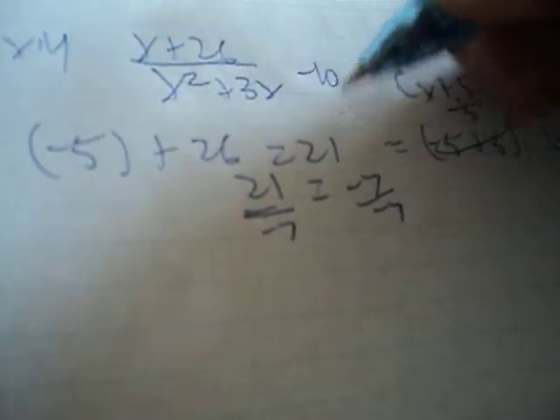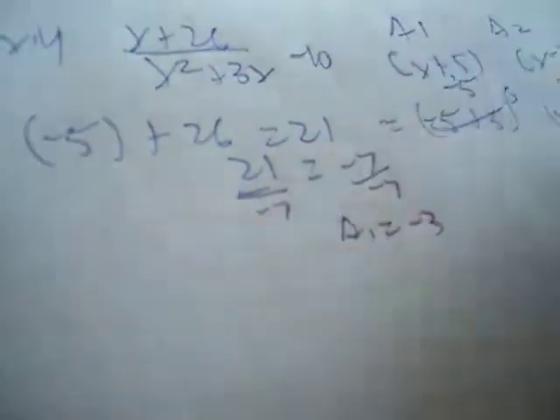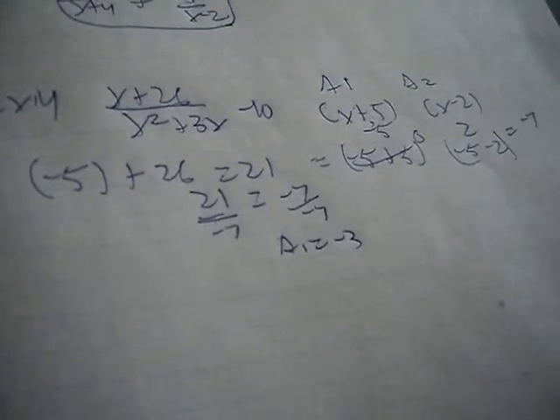But unfortunately, we're not done yet, since over here, negative 5 plus 5 equals 0. Negative 5 minus 2 equals negative 7. So 21 equals negative 7. You know what to do. And you get A1 equals negative 3. Looking good.